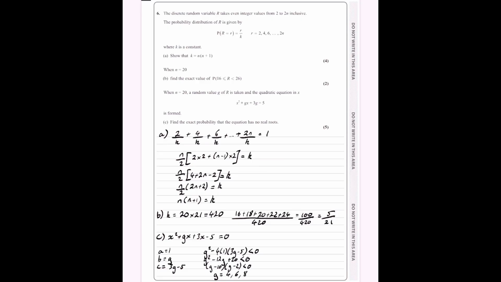So I'm going to extract g to be 4, 6, and 8 out of that. And so we're looking at 4, 6, and 8 out of the 420. And that simplifies down to 18 over 420, or 3/70ths for a full simplification. Well done if you managed to work that one out. It's quite a tricky one to end with.